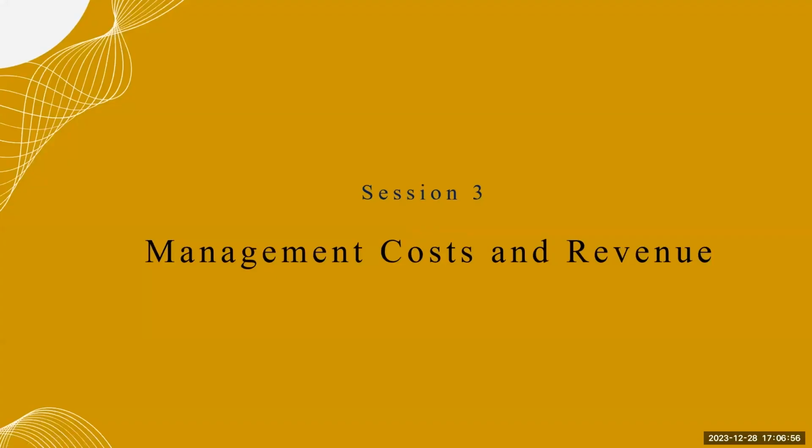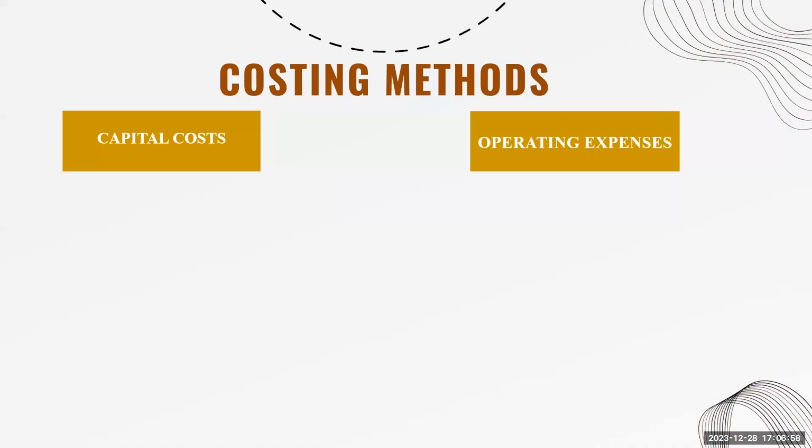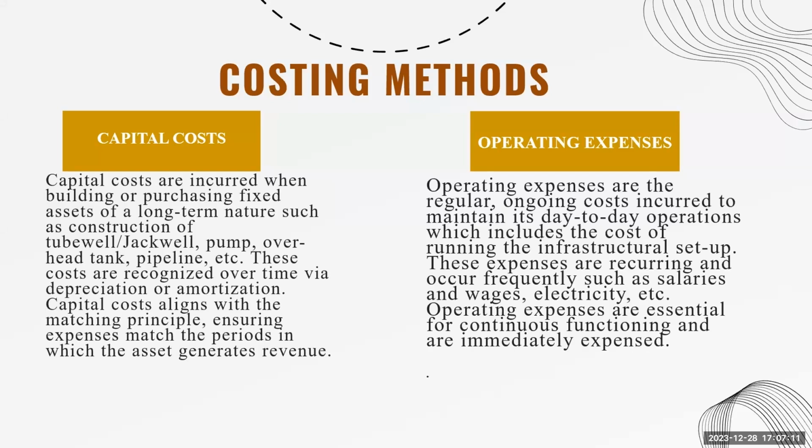Okay, let's look more closely at management of costs and revenue. As far as costs are concerned, there are two major types of costs, as all of us know: capital costs and operating expenses. Capital costs are basically the investments that are made in, let's say, construction of tube well, jack well, pump, overhead tank, pipeline, etc. These costs are recognized over a period of time. They may have a life of 10 years, 15 years, 20 years, 25 years, and so on.